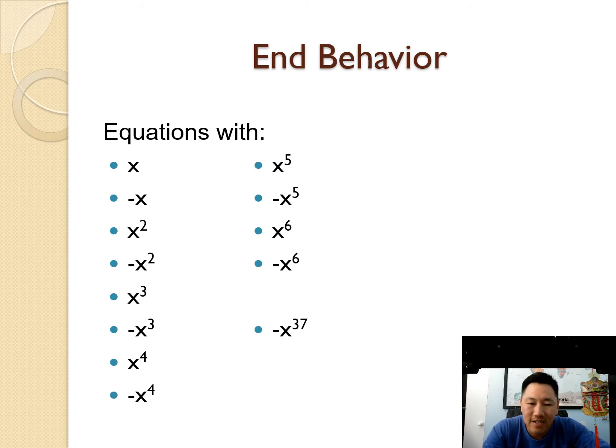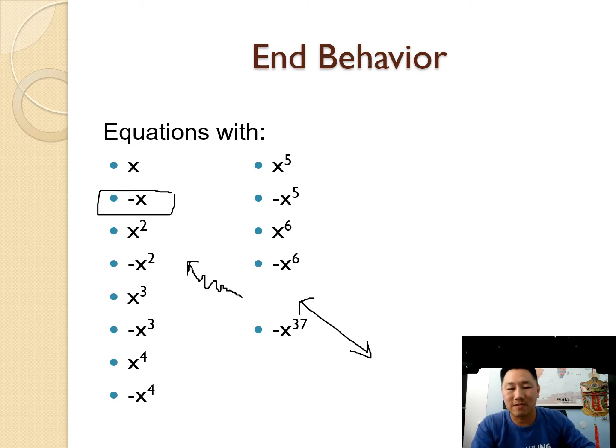If you said negative x, you are right. It does look like this. The right side goes down, the left side goes up. And if you were to actually draw it, there would be a whole bunch of bumps in there. I'm not going to do 37 bumps, but it is a lot.